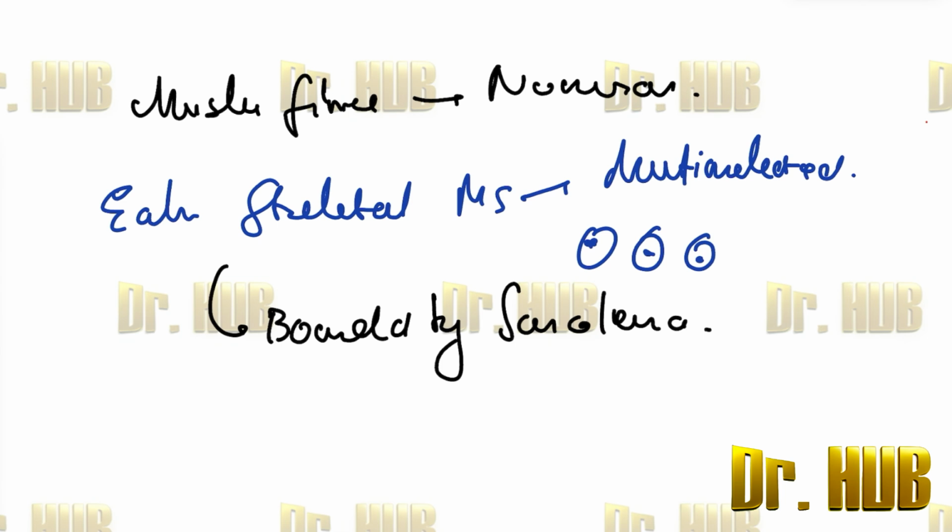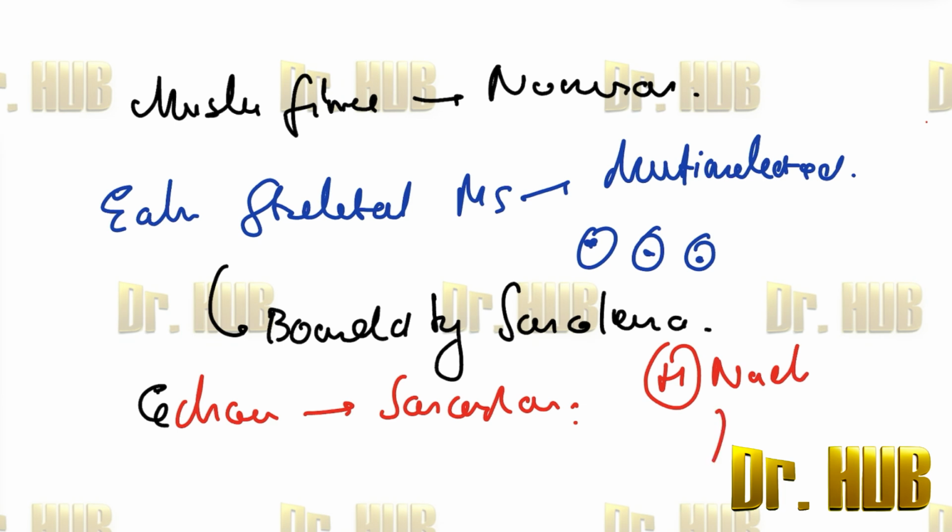It encloses the sarcoplasm, and there are several hundreds of nuclei arranged in the periphery just beneath the sarcolemma. The sarcoplasm also consists of evenly distributed longitudinal threads, and they are known as the myofibrils.